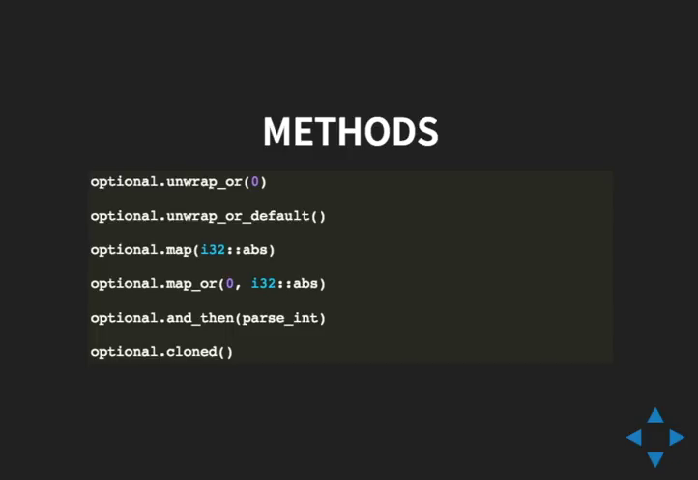And also another important method is the clone method that will clone the value inside the option. It is mainly useful when you have an option of a reference, which means that if you have an option of a reference to an integer, when you call clone, you'll actually get an option over an integer, so the reference is gone. This is assuming that the type inside the option can be cloned, so it must implement the trait Clone.